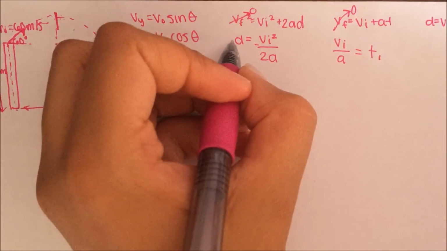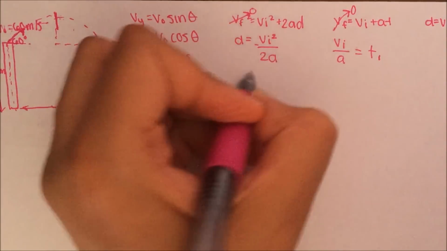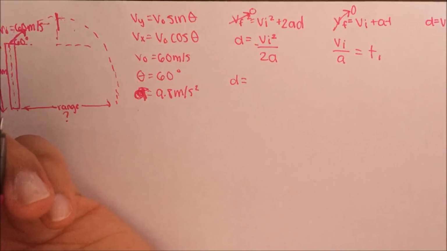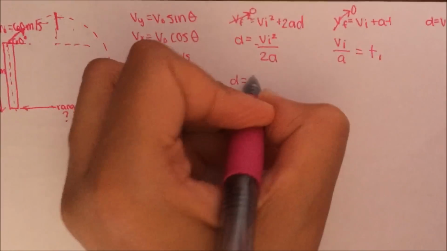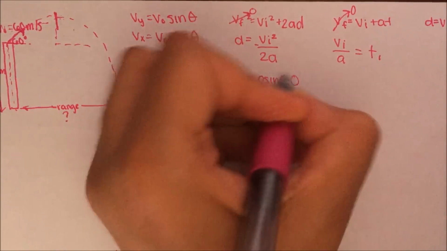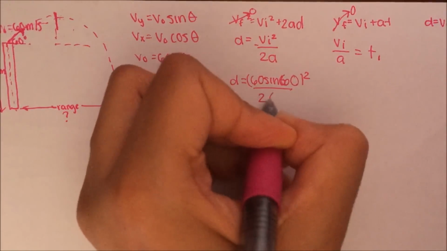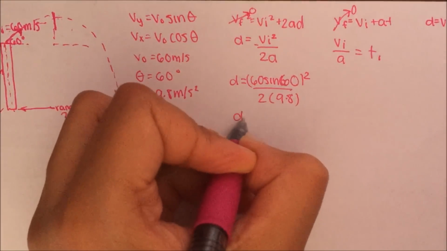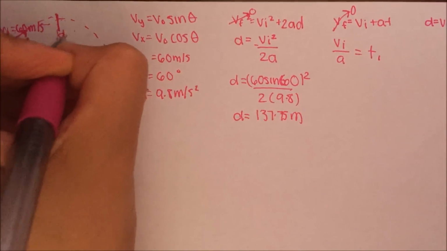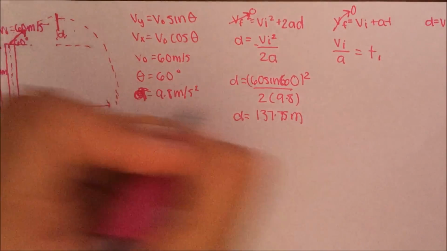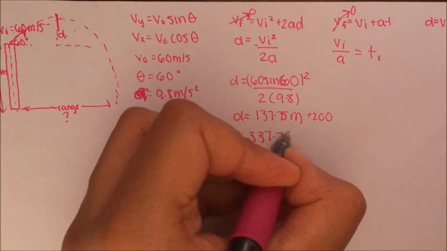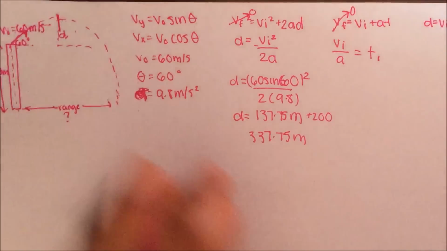So that's going to be this distance, and we're looking in the y direction. So this is going to be 60 sine theta, sine 60, squared, divided by 2 times 9.8. It's going to give us a distance of 137.75 meters. So that's that distance right there. And we're going to add 200 to that, to get a distance of 337.75 meters for this entire thing.